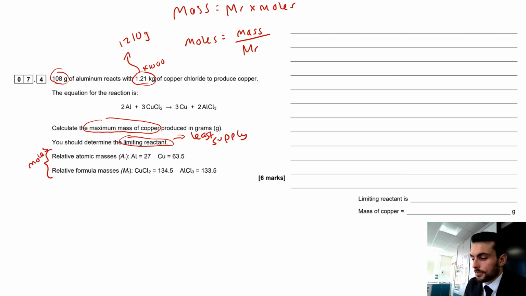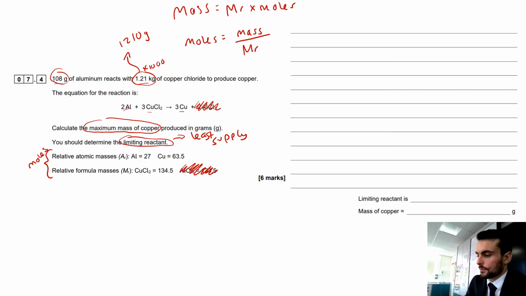What I would do at this point, so we are talking about the limiting reactant and we are figuring out the maximum mass of copper. We're given the mass of aluminium, we're given the mass of copper chloride, we're talking about copper, so this one right here is irrelevant. So also the relative formula mass of that one is also irrelevant. Just putting it in there to throw you off the track.